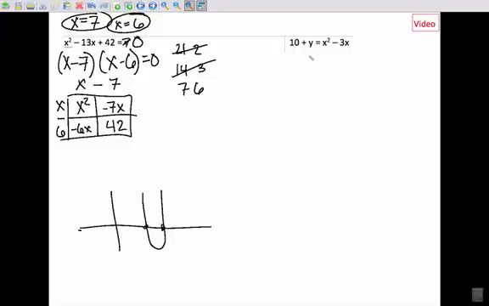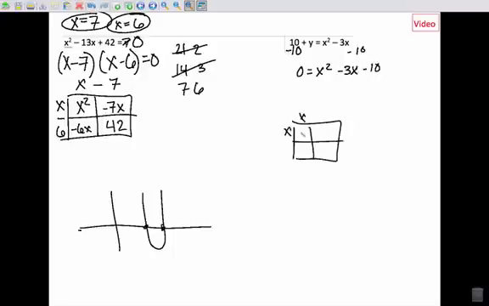Here I need to solve for 0, so I'm going to get rid of this 10 on both sides so that I have 0 equals x squared minus 3x minus 10. Set up my box. I see that we have x and x equals x squared. And then I have a negative 10. Negative 10. So let's look at the factors of 10. We have 10 and 1. We have 5 and 2. We have, that's it. Okay.